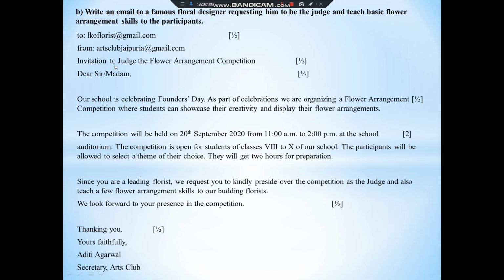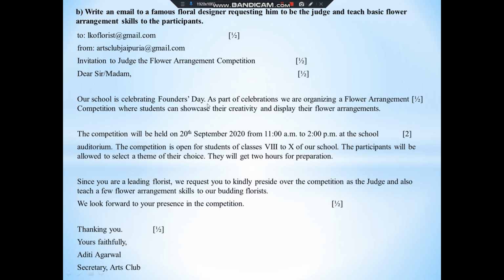Then we write the subject of the mail, that is invitation to judge the flower arrangement competition. The subject of the mail carries half a mark and it is compulsory for you to write it. Whatever your mail is about, you can write that in brief in the subject of the mail. Then comes the salutation, which carries half a mark. Write either sir or madam. Then the opening sentence of the mail carries half a mark. It is an introductory line before you proceed and give other details of the event.